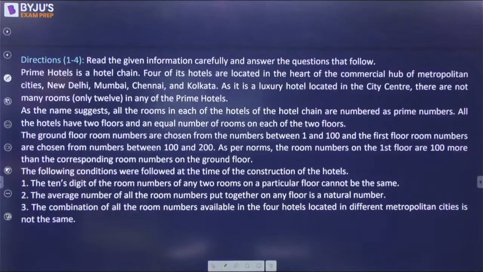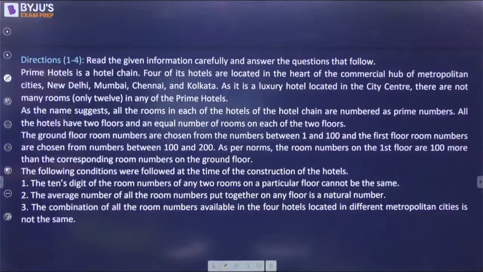The 10th digit of the room numbers of any 2 rooms on a particular floor cannot be the same. The average number of all the room numbers put together on any floor is a natural number. The combination of all the room numbers available in the 4 hotels located in different metropolitan cities is not the same.